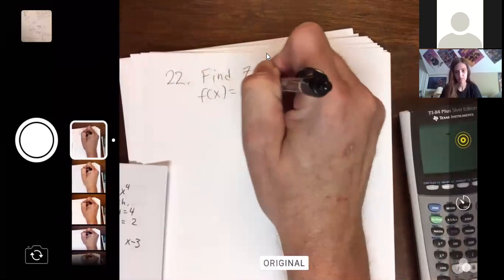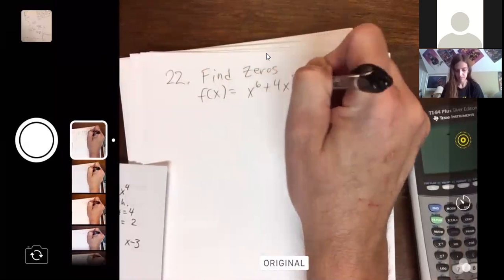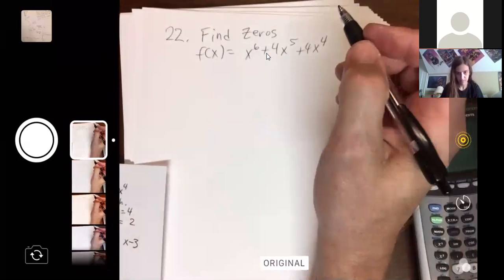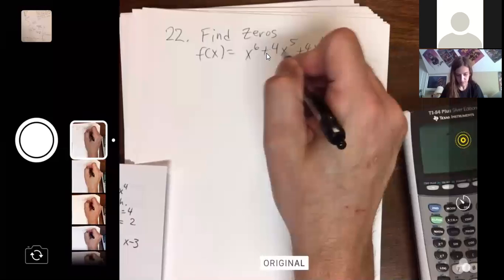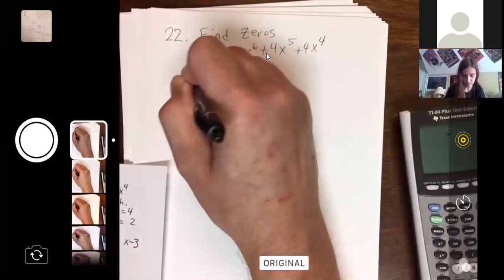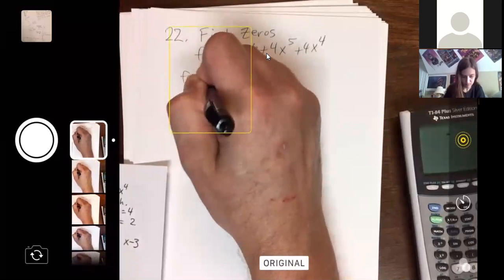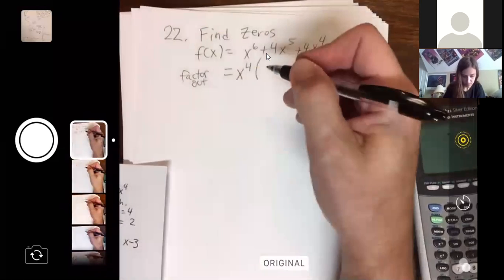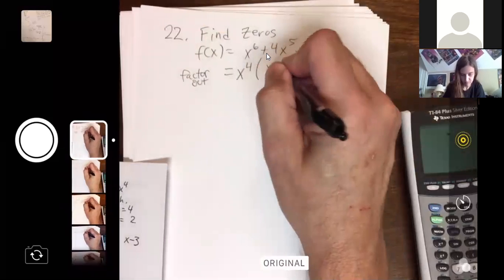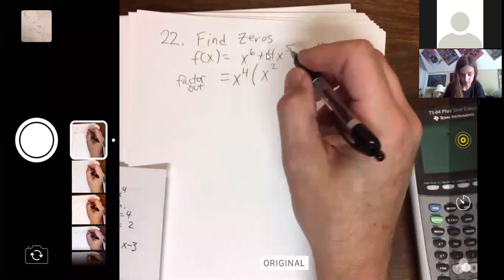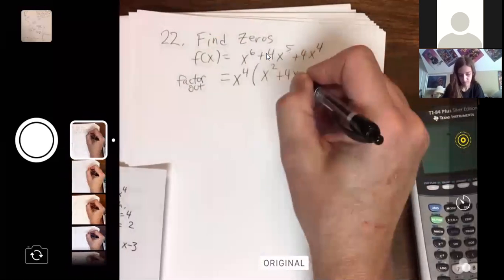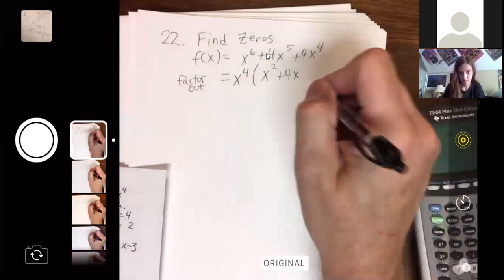Well, x to the 6th plus 4x to the 5th plus 4x to the 4th. All right, only a 1 there, no 4s all the way through. So really, we can factor out x to the 4th. Factor that out. Big parentheses. x to the 4th times what is x to the 6th? So you'd have x squared. In effect, you're lowering the powers by 4. So you'd have a 4x, since x to the 4th times x is your 4x to the 5th. And you'd have a 4.